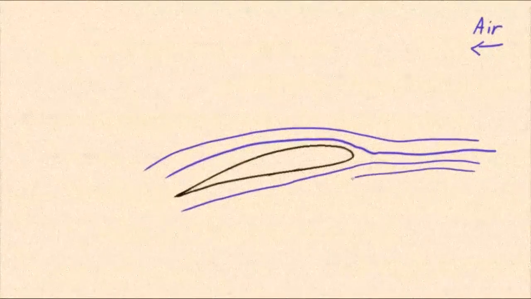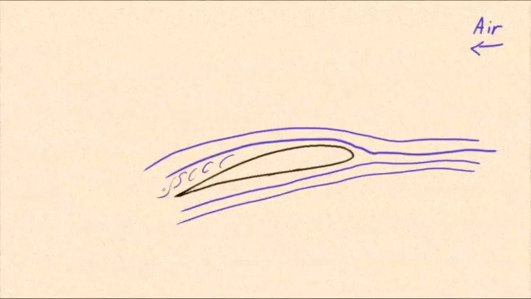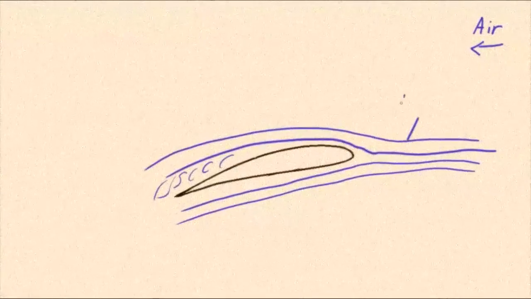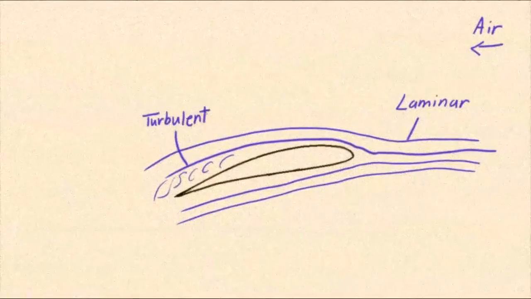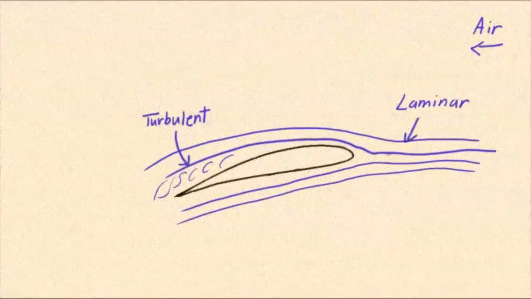Air flows around the wing smoothly, except at the tail end where there is some swirling air. The smooth, steady air is called laminar flow, while the swirling air is called turbulent flow. Laminar flow consists of smooth, parallel lines, while turbulent flow has chaotic swirls.